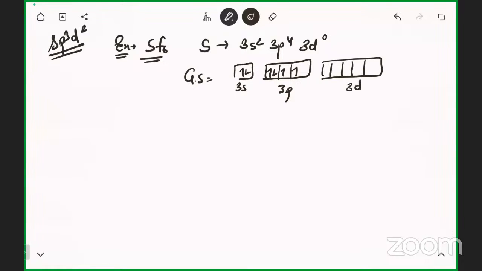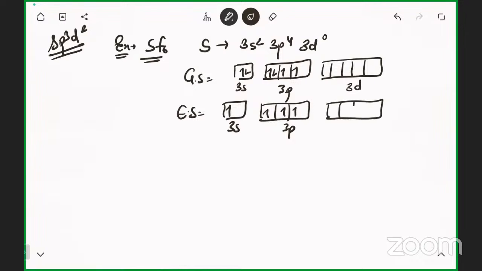In the ground state, what will happen? Now 1 electron from the 3p and 1 electron from the 3s will jump into the 3d orbital. So in the excited state, we have 3s, 3p and 3d. Now how many unpaired electrons are present? 6 unpaired electrons.